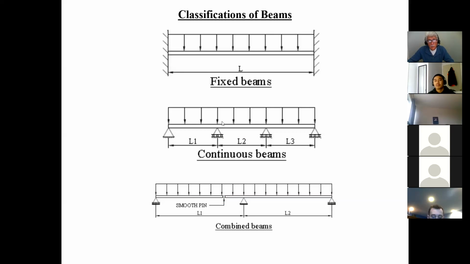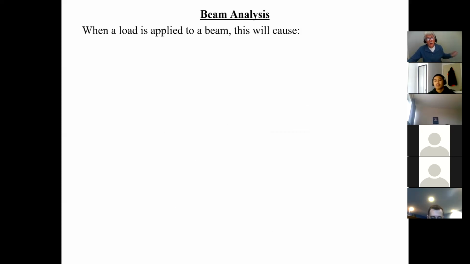Now, when a load is applied to a beam, what happens? What happens when I apply a load to a beam? In other words, I have a beam here, and I apply a load. So what is this doing to this beam here?